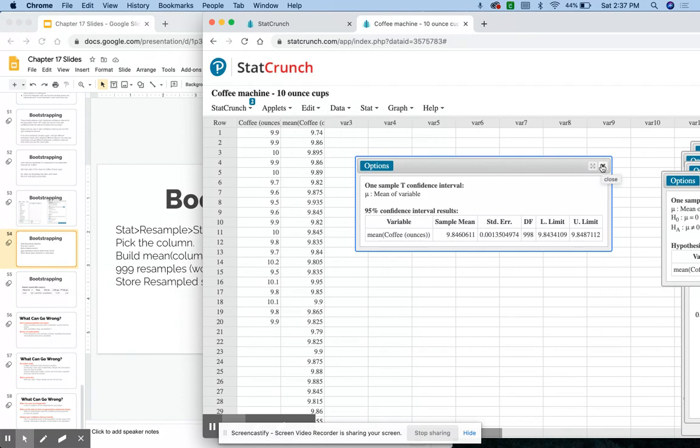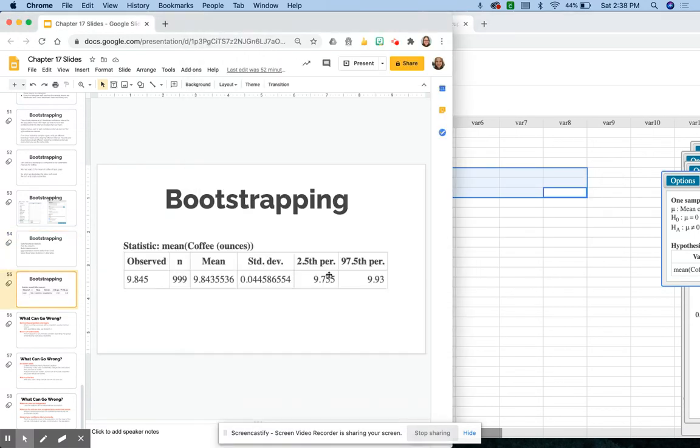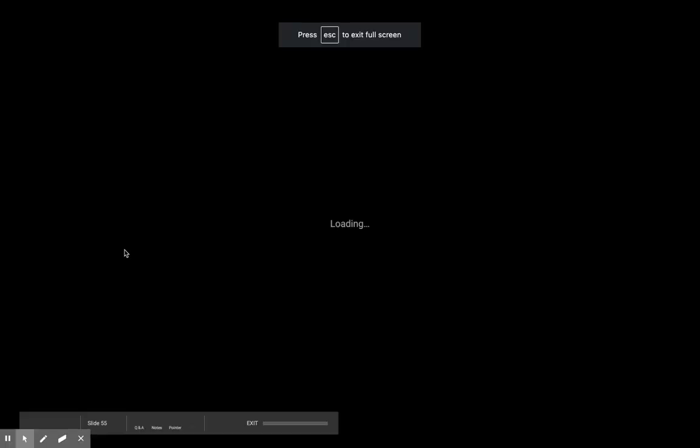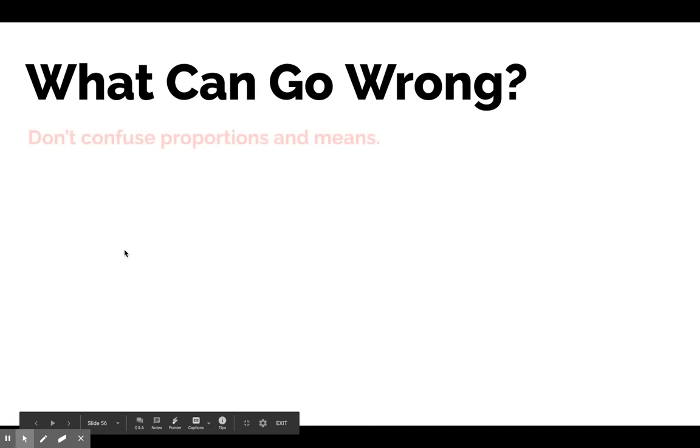So that's what I got. If you ran this, you might get different numbers. Like when I ran this earlier, I got 9.75 to 9.93. So it just truly depends. It's random and it's regenerating it. But it will get something that's close to what really happened. So just things to be careful of.